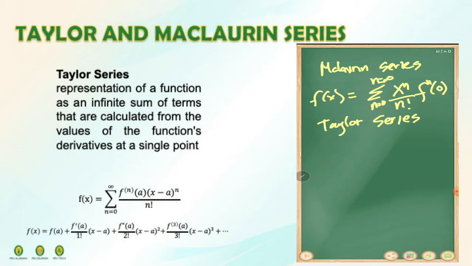But if there's a value a, our Taylor series is f of x, which is the summation of x minus a, so let's represent first a, which is the center, raised to the n power over n factorial multiplied by f of n of a, which is not equal to 0, from n equals 0 all the way to infinity.